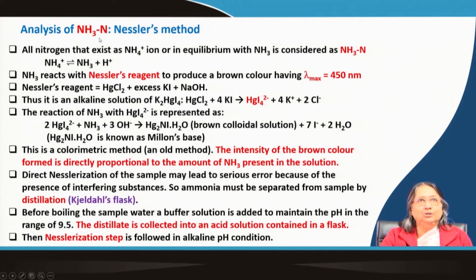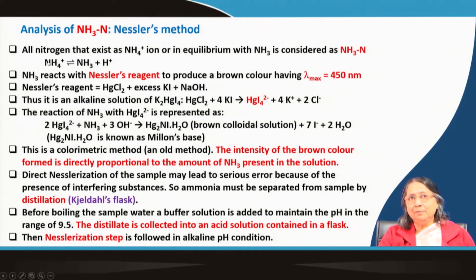What is ammonia nitrogen? Ammonia nitrogen is a type of nitrogen which is present either as ammonium ion or as ammonia. That is called ammonia nitrogen. It can be present either as ammonium ion or as ammonia. Now, this equilibrium you have to consider. Why? Because if you want to distill out this ammonia as a gas, then you have to make the solution alkaline.